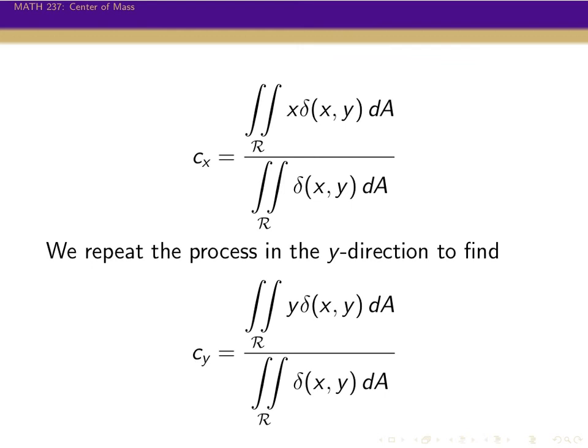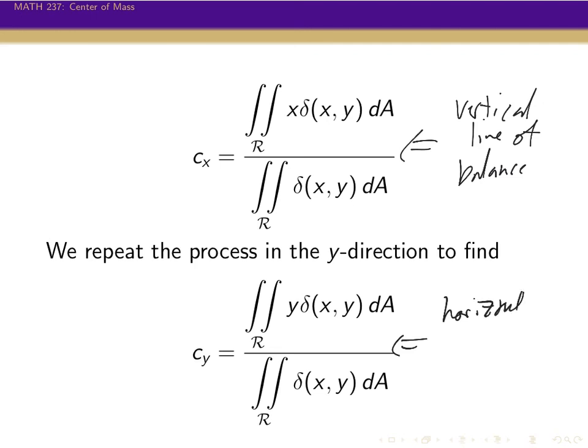Then we're going to repeat the process in the y direction, and this is to find a horizontal line. So Cx is giving us a vertical line of balance. Cy is giving us a horizontal line of balance. Okay, so we have an x-coordinate on which it balances. We have a y-coordinate on which it balances.